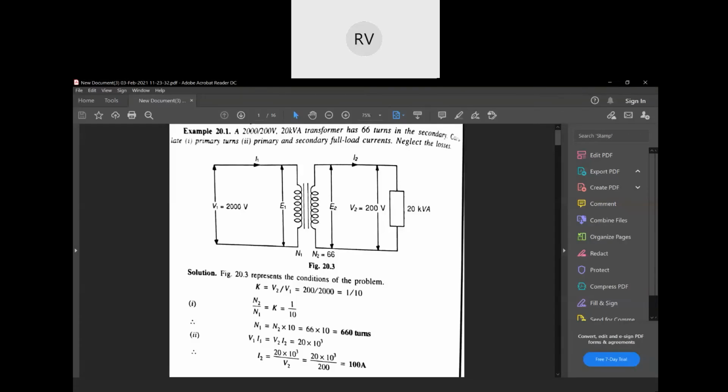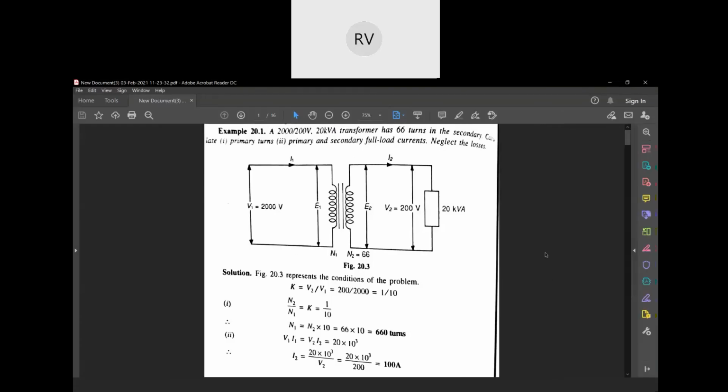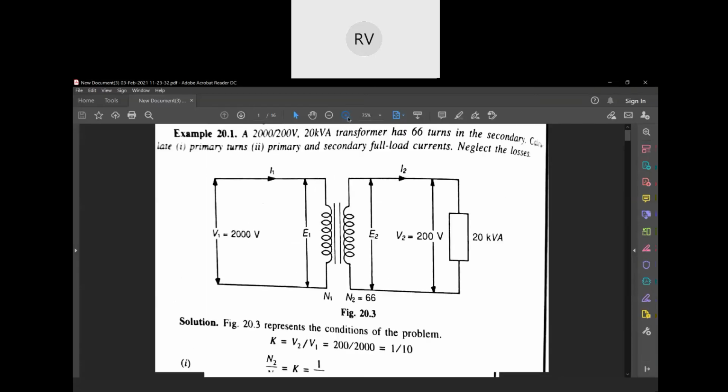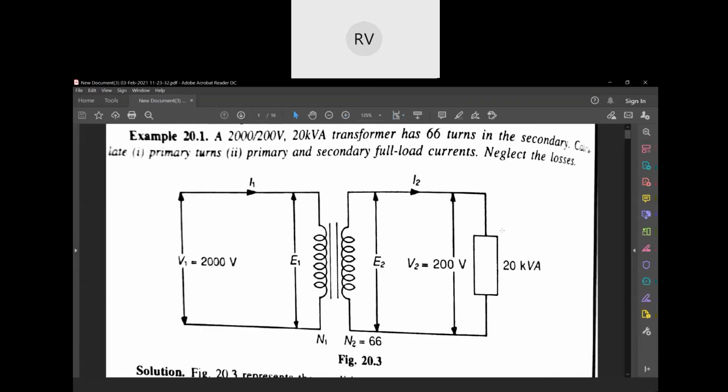Just a second, I'll just open this window. Here you can see. So these are the... let me zoom in.